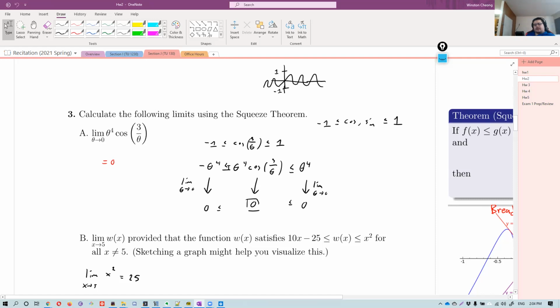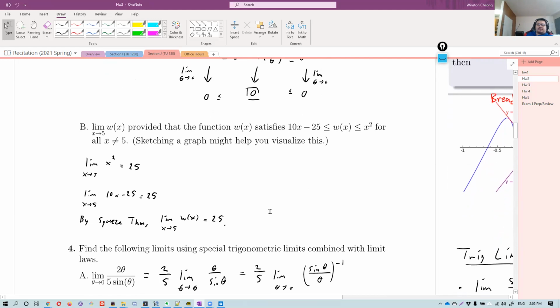Since this inequality holds true everywhere, it's going to hold true as theta goes to 0. That means that this function must have a limit that is between 0 and 0, namely, it must also equal 0. That's how squeeze theorem works. So that's how we do that.